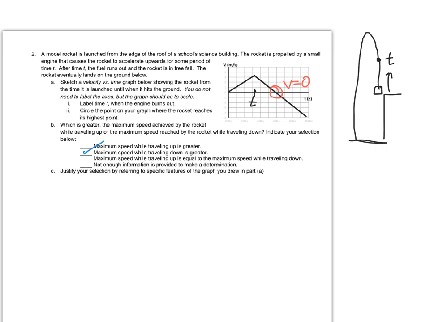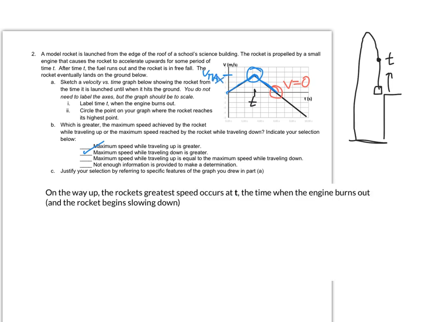So what I would think about here is that the maximum speed while traveling up, which is this blue portion, all represents our upward motion because we have a positive velocity. The maximum speed is achieved right here at that point, and that's when the engine burns out and it begins to slow down.